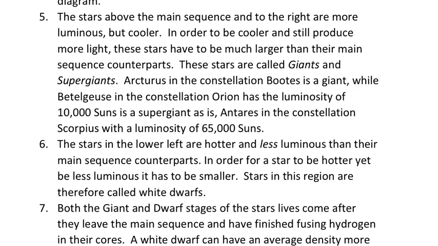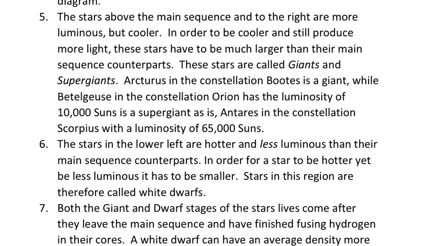Arcturus in the constellation Bootes, that's up right now, or at least in the summer, is a giant, but Betelgeuse, a winter star in the Orion constellation, and Antares, which is a summer star, are supergiants. Betelgeuse burns with a luminosity of 10,000 suns. Antares burns with a luminosity of 65,000 suns. So it's extremely luminous. Stars in the lower left are hotter and less luminous than their main sequence counterparts.